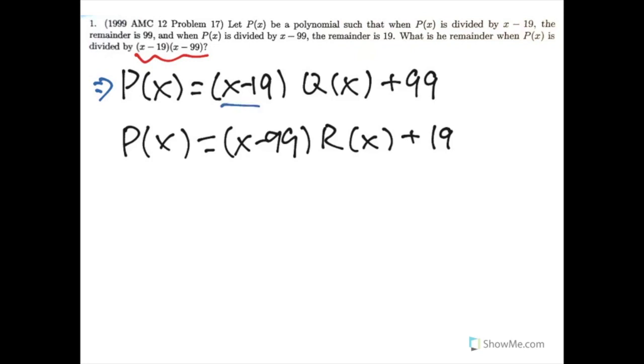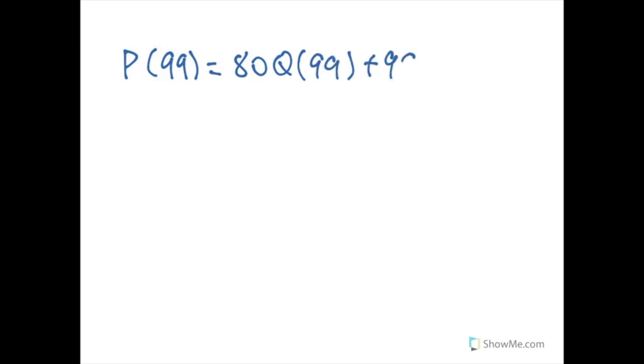So we already have x minus 19 associated in here somewhere. But we would also like to include some form of x minus 99 in here as well, because then we can get the two things in the same place and we might be able to work something out from there. So what I'm simply going to do is plug in x is equal to 99 into this first equation. And what we're going to get is that p of 99 is equal to 80 q of 99 plus 99.